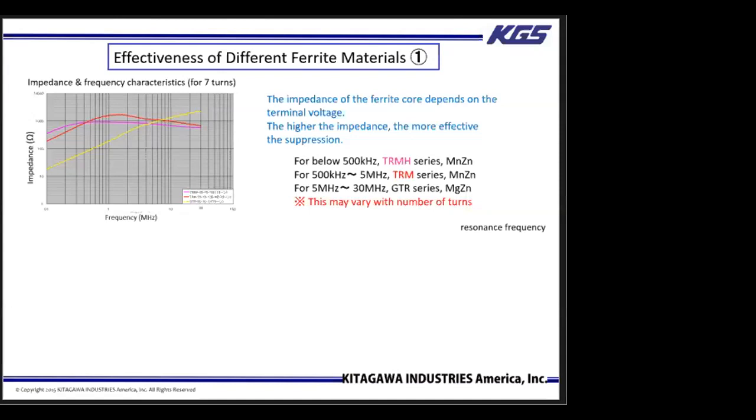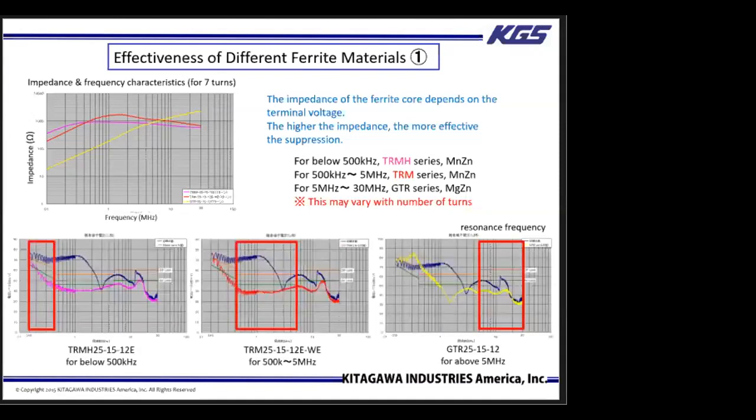Our suppression test data on the washing machines is reflected as the impedance graph for each ferrite material. So in the third graph, yellow line, the GTR ferrite, which is the high frequency ferrite core, has excellent effect around 12 megahertz. However, the noise level gets worse between 150 kilohertz and 500 kilohertz. One reason for this could be that the resonance frequency has shifted due to the insertion of the ferrite. We recommend choosing the ferrite material based on your target frequency range to effectively reduce the noise.